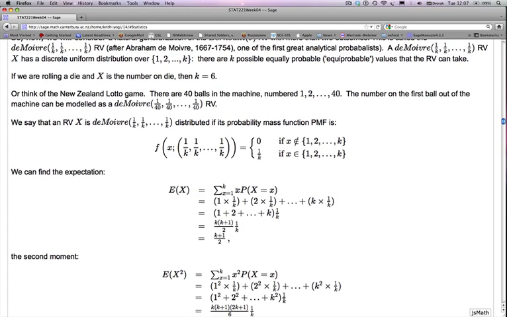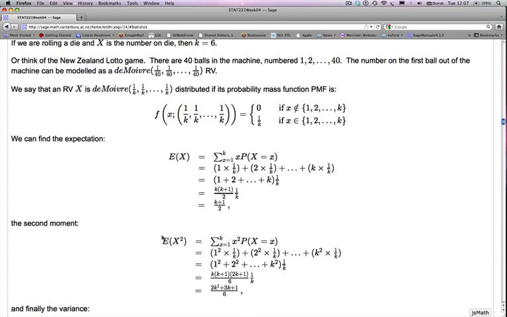outcomes as x times probability that X equals x, which is 1 times 1 over k plus 2 times 1 over k plus dot dot dot k times 1 over k. We can pull the 1 over k out and realize that 1 plus 2 plus dot dot dot up to k is nothing but k times k plus 1 over 2. And this simplifies to k plus 1 over 2. So the expectation of the de Moivre random variable with k equiprobable outcomes between 1, 2, up to k is k plus 1 over 2.